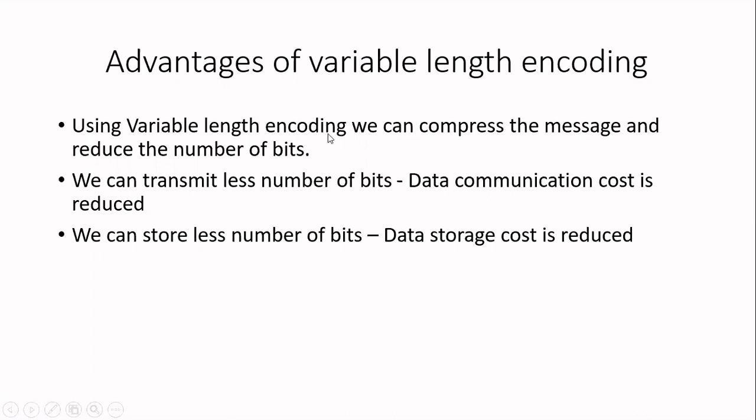If we use variable length encoding, we can compress the message because we are assigning fewer bits to the most frequently occurring characters. Because of that, we are reducing the number of bits we are going to transmit. What advantages will we get? Many times we want to communicate data to another person through the internet. When you reduce the number of bits in your communication, you can save your communication bandwidth, which is the resource of your internet. When you save communication bandwidth, you are definitely reducing the communication cost. That is the first advantage.